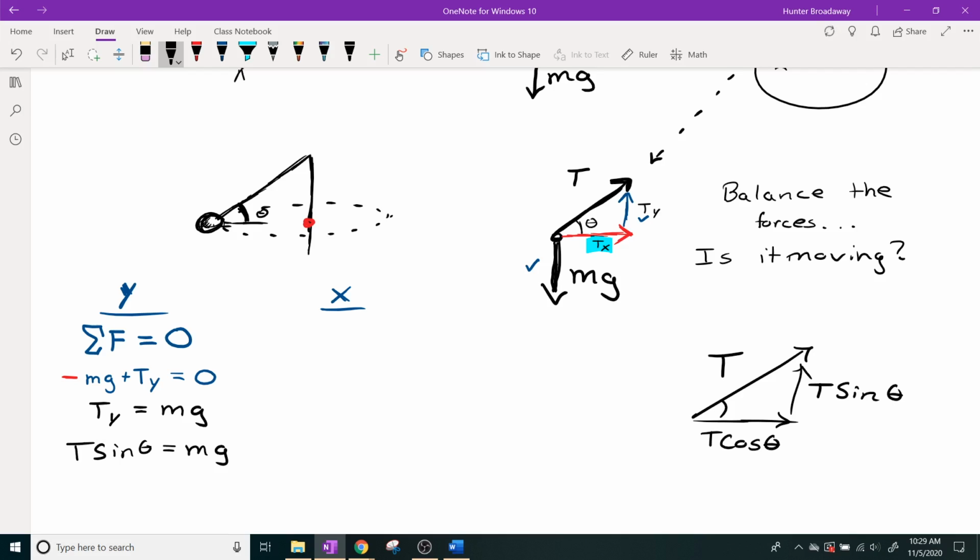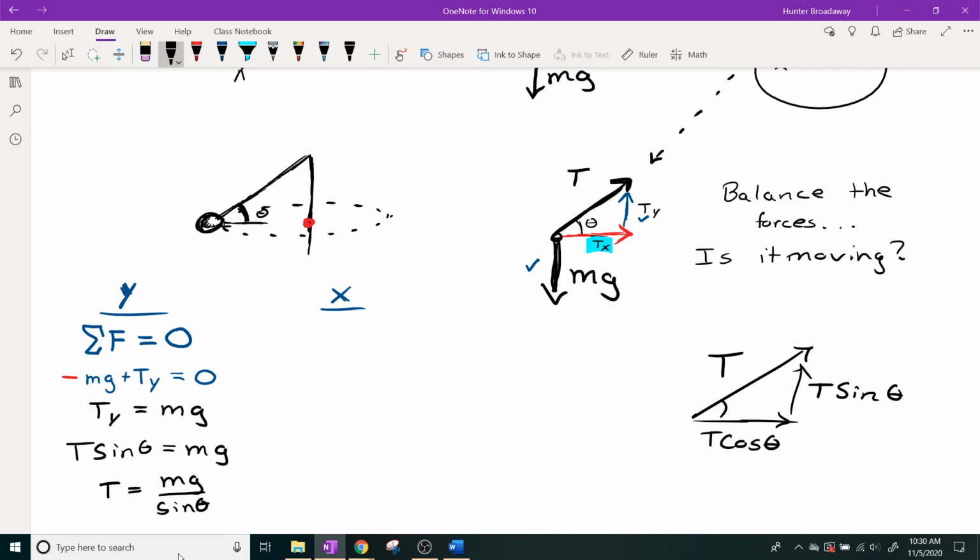Now, we've got an expression. So if you want to find the tension in the rope, we're just going to have to solve for the tension. It's just mg divided by the sine of the angle, and you've got it. Okay. Now, that was the non-centripetal part. That's the easy part. Now we've got to do x, which actually isn't that bad either.